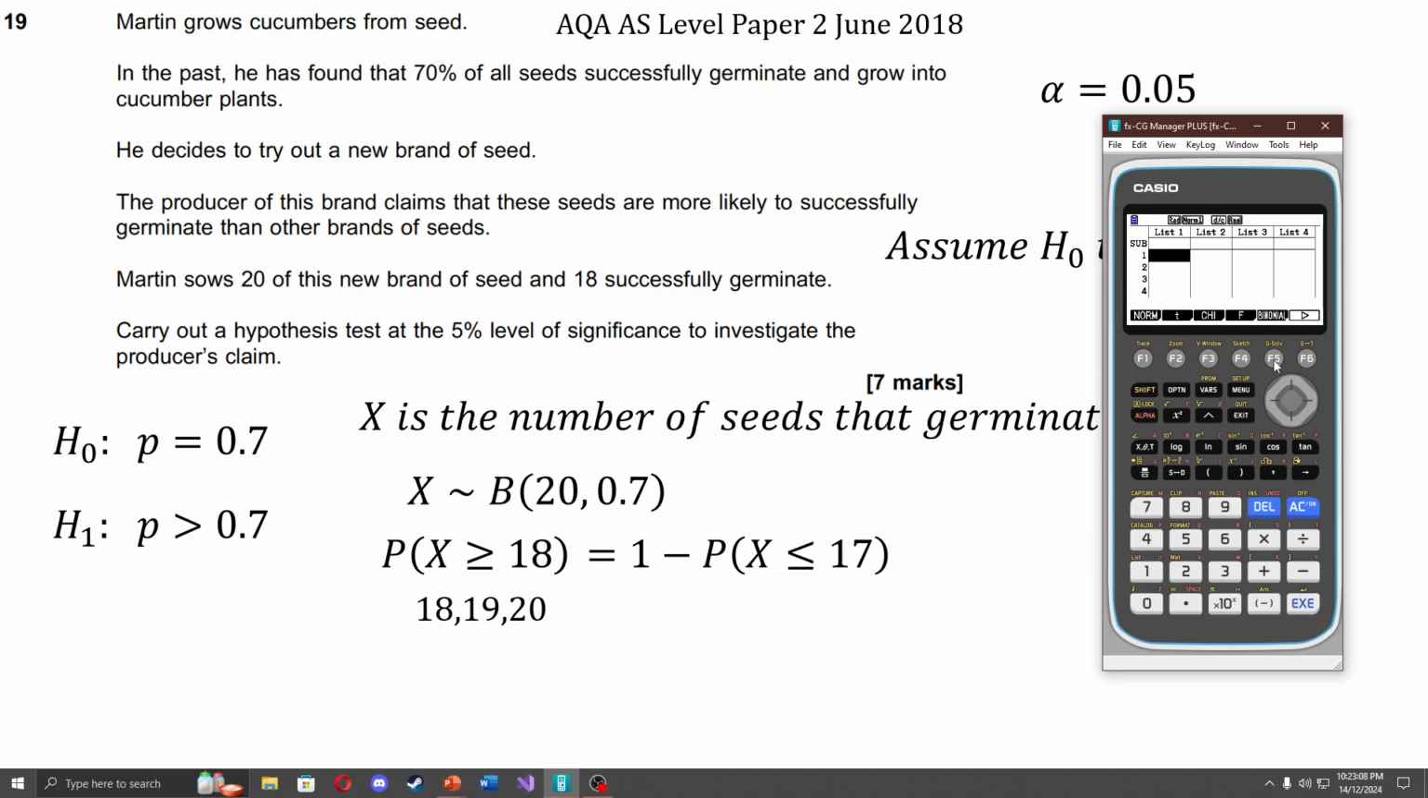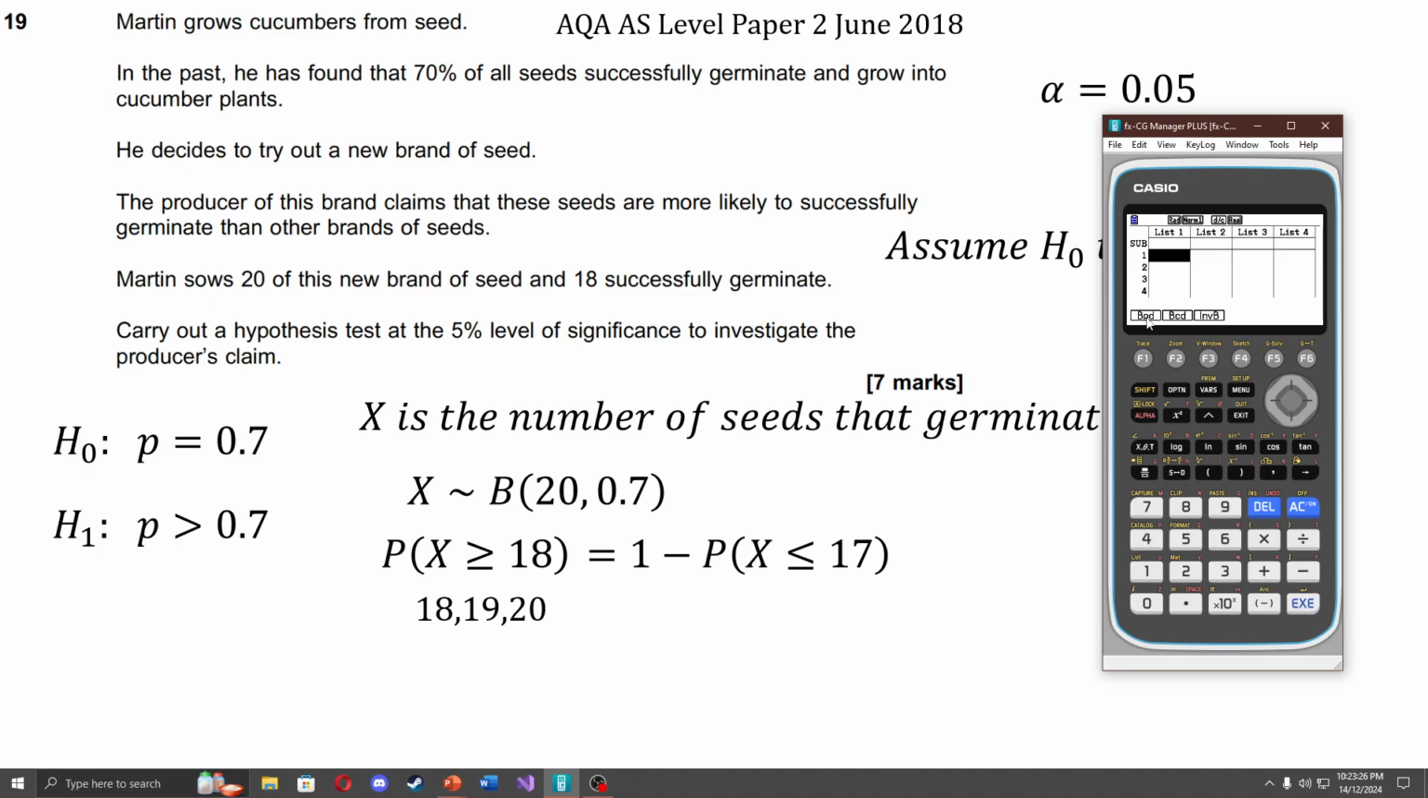If you're on a different one, then it'll say either list or one variable. Press on one variable. Okay, click on binomial if it's there. Now next on your calculator, you'll see either binomial CD or binomial PD.